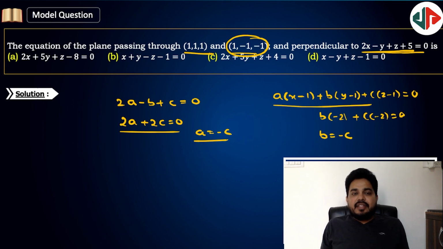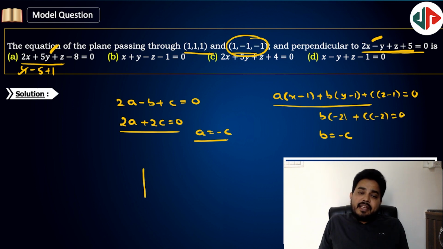Instead of that, you can just verify which are the points. If I take this and this, 2 twos are 4, minus 5, plus 1, is perpendicular only. But is it passing through this point? Yes. But what about this? No. Verification, right? It needs to pass through both points.